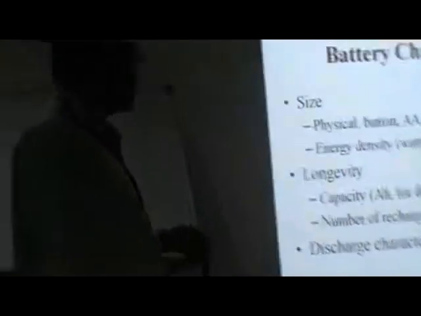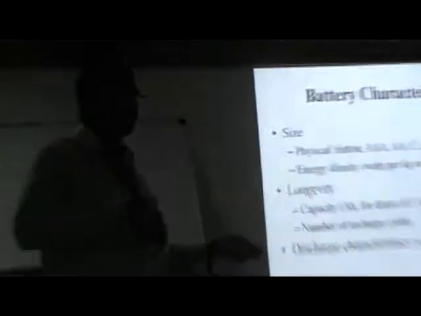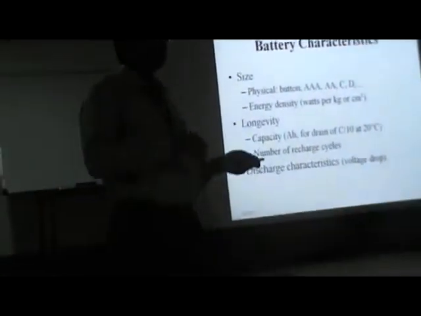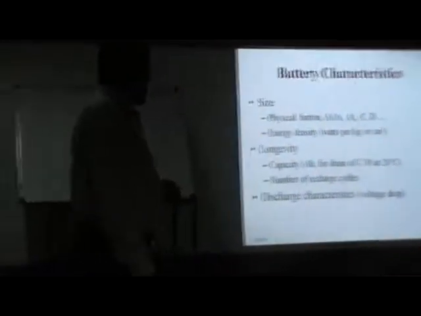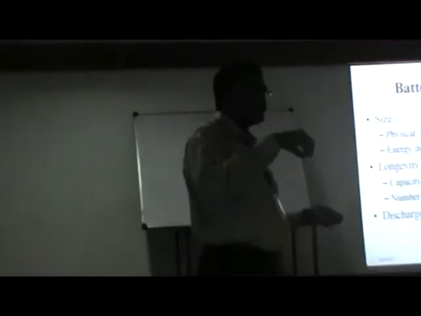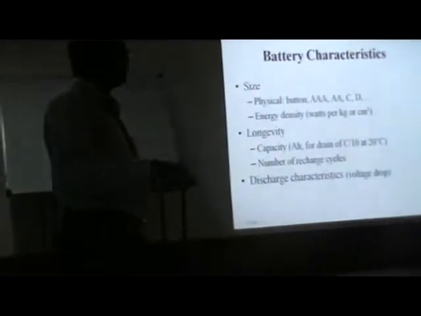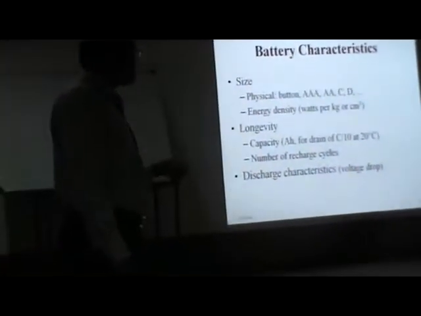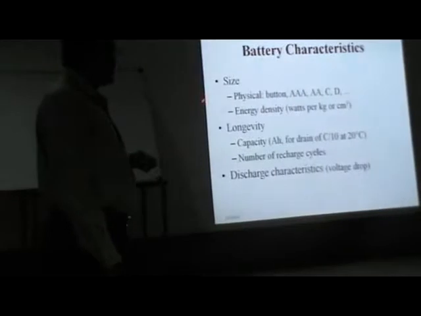The next one is energy density. Then what chemical is in your battery. That particular chemical also has an energy density. According to the density of the chemical, the output voltage is going to vary. Voltage depends on how much load is connected. Then energy density is in watts per kg.